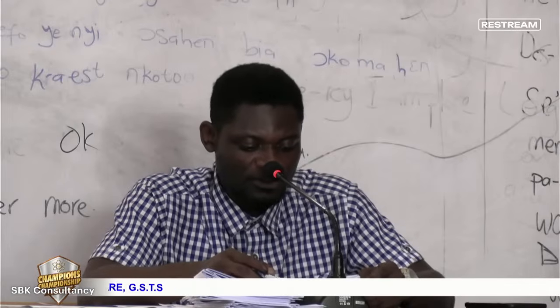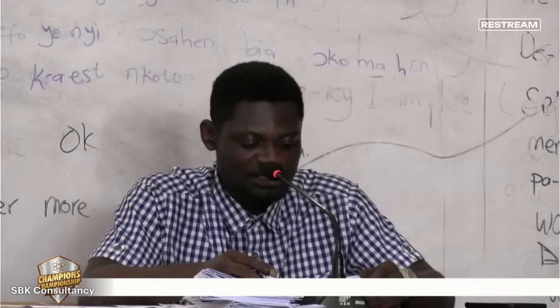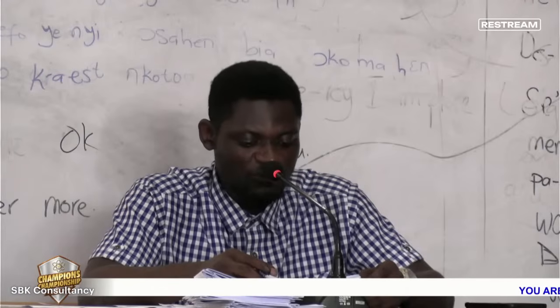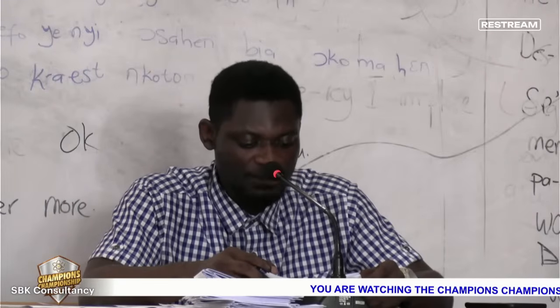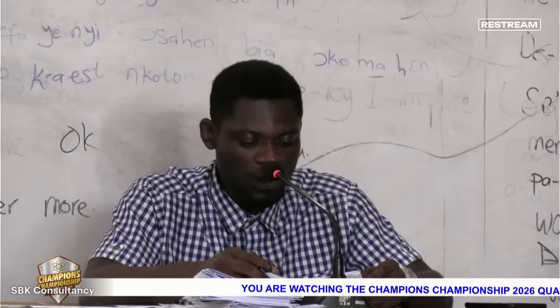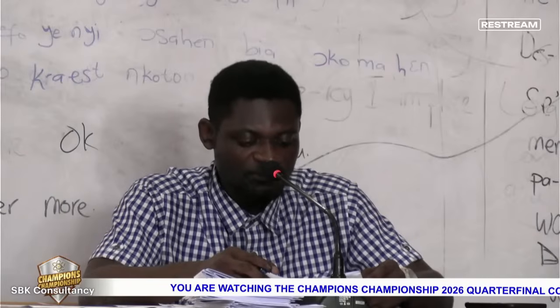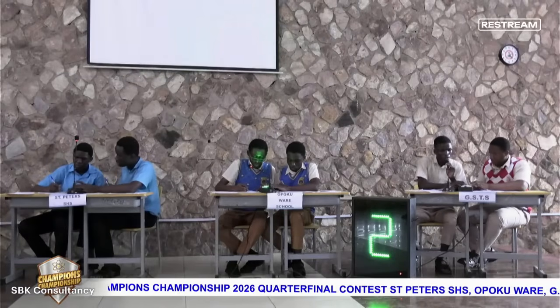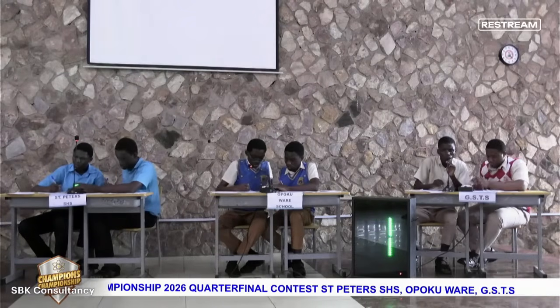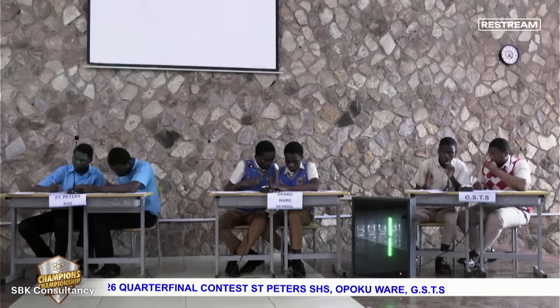Next one. A gas has initial pressure P, volume V, and temperature T. Its volume is reduced to V over 2, and its temperature is increased to 2.8 T. Find the new pressure. GSTS. 5.6 P. You're right.